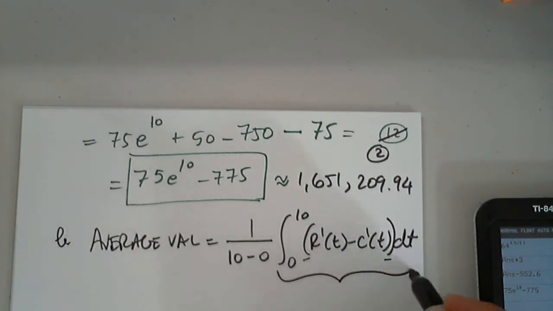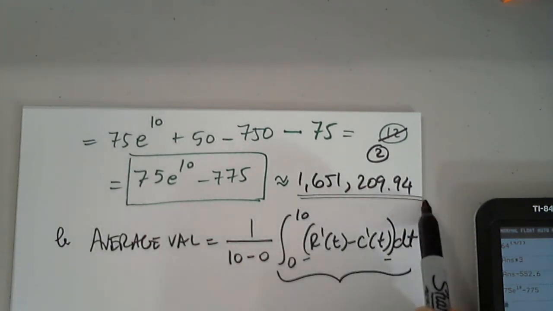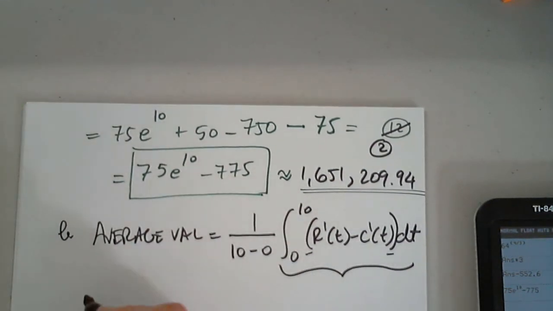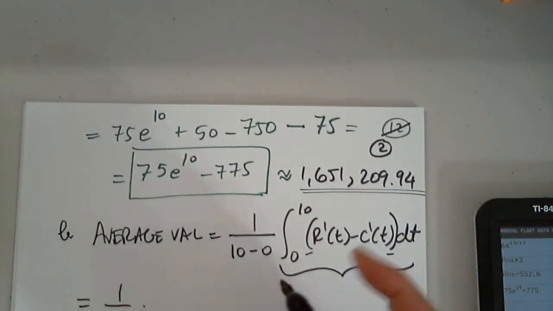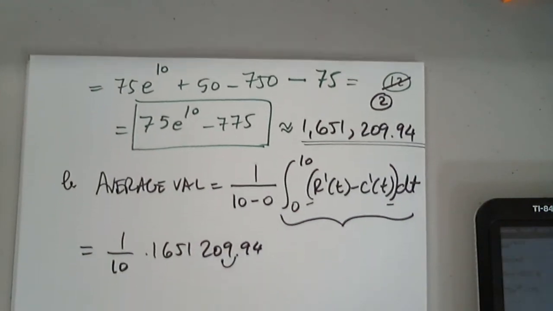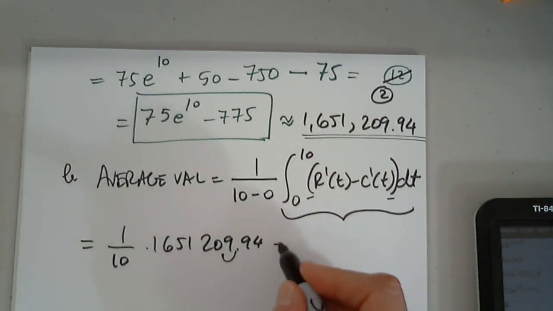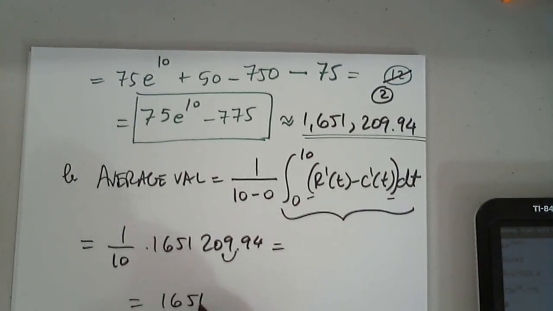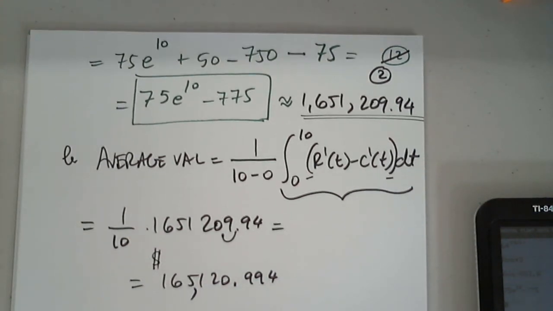But we already have this. It's right here. I'm going to replace it. So then I have 1 divided by 10 multiplied by 1651209.94. All I have to do is move the decimal point one spot by dividing by 10. So this is 1651209.94. And that was, of course, in dollars. It was the average daily profit.